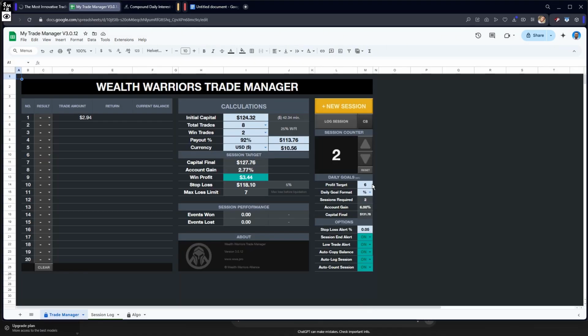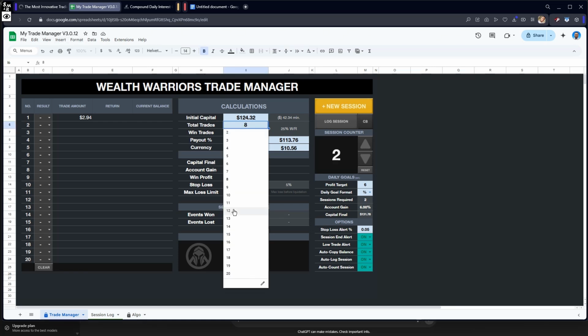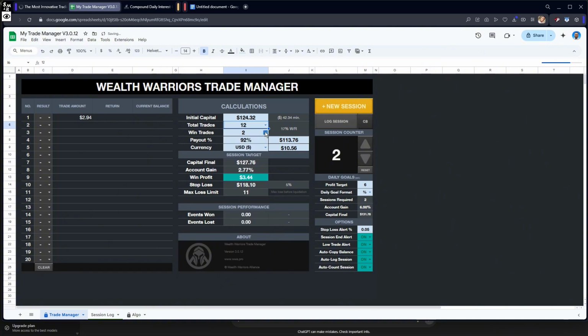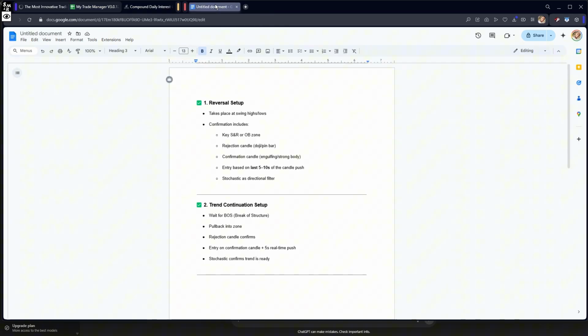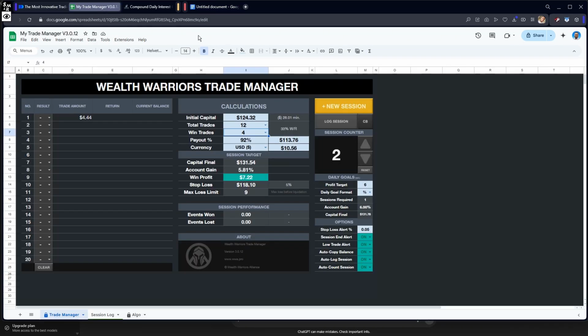For my trading, I'm using 12 for. So I need to win four trades out of 12. I'm going to take my first two trades using the reversal setup I previously explained. Okay, I've cleared it off. My second trade will be using the trend continuation setup. So let's find reversal setups and take two trades with it.